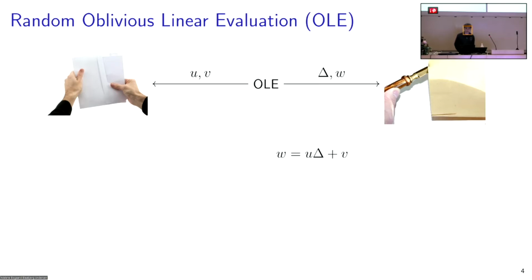Internally, the OT extension protocol creates a subfield vector OLE. It's a bit of a build-up to define what that means, starting with just OLE. An oblivious linear evaluation, or OLE, is where the sender learns a linear function, f(x) = ux + v, while the receiver learns a point delta and the evaluation w, which is f evaluated at delta.